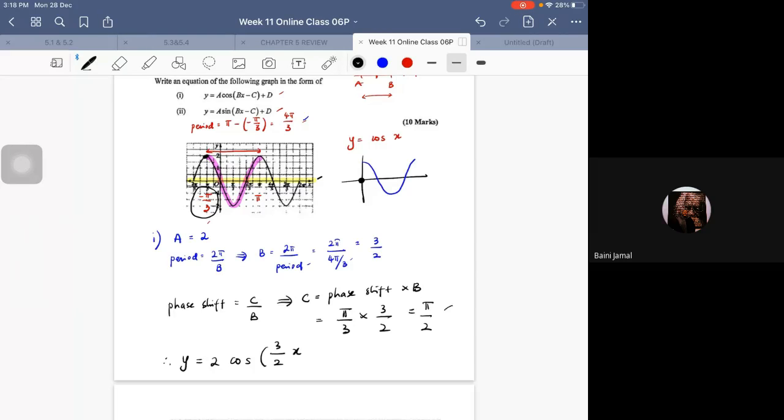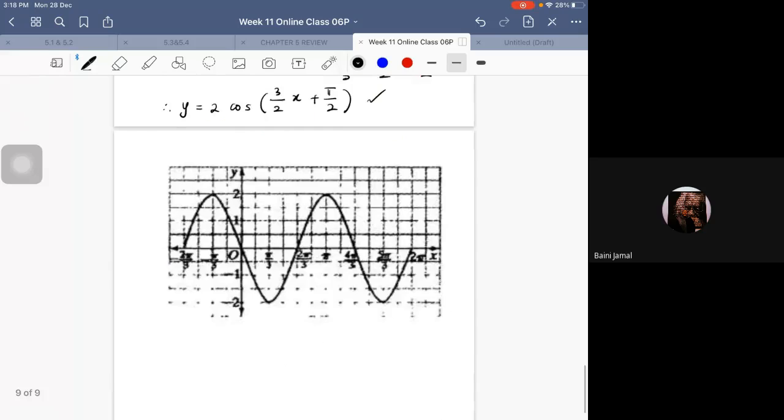Okay, betul. So dia gerak ke kiri, so dia adalah tambah pi per 2. So tambah dengan D, which is going to equal 0. So basically, ni adalah kita punya equation. So Y adalah sama dengan 2 cos 3 per 2X tambah pi per 2. So that's it.